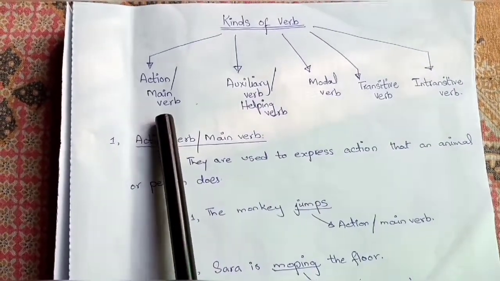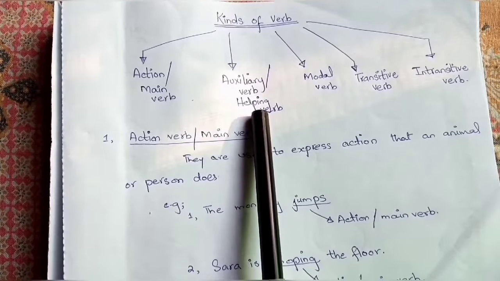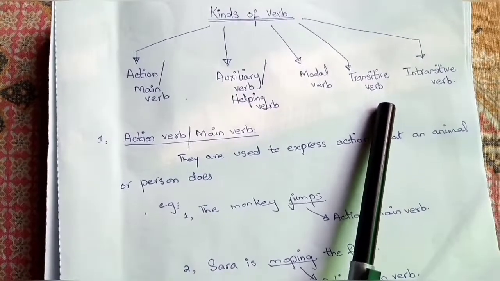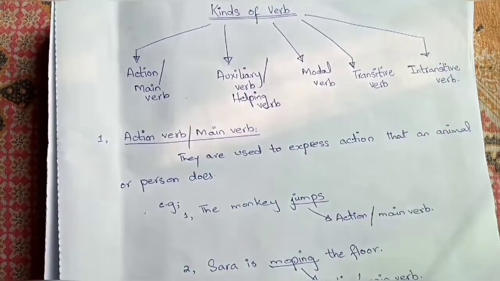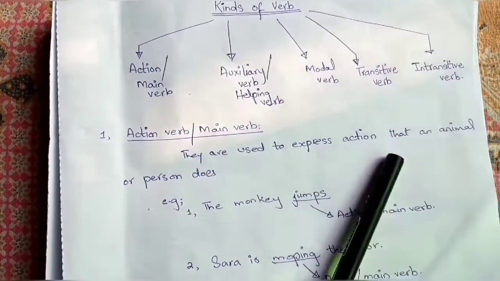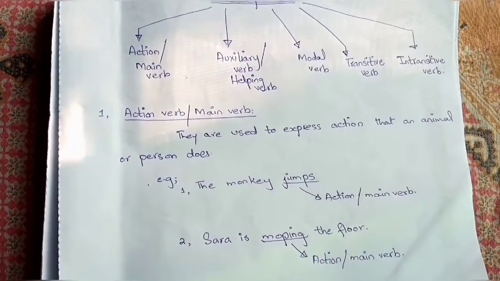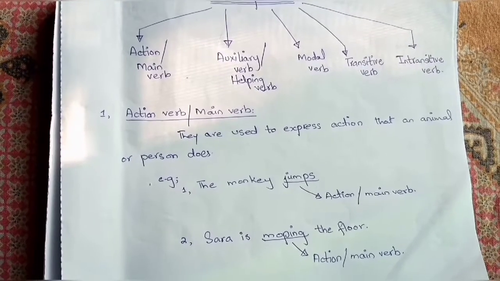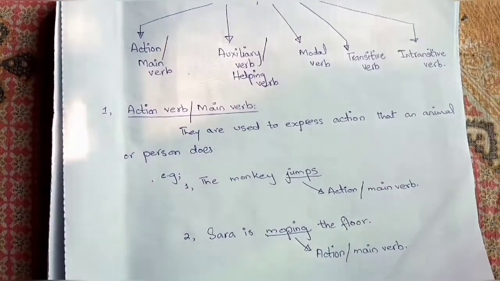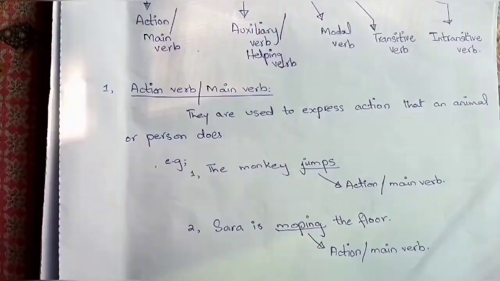Number 1, action verb, or it is also called the main verb. Number 2, auxiliary verbs. They are also called helping verbs. Number 3 is modal verbs. Number 4 is transitive verbs and intransitive verbs. Action verbs or main verbs are used to express an action that an animal or person does. If I say that I am writing a letter, over here writing is an action verb because I'm doing an action or the action is done by me.